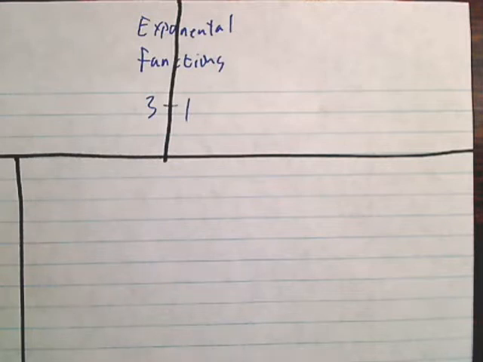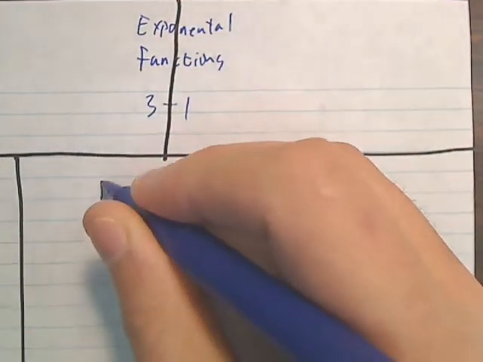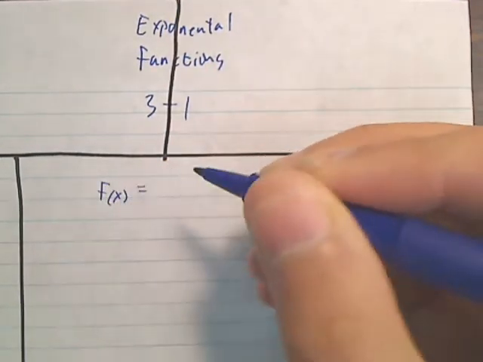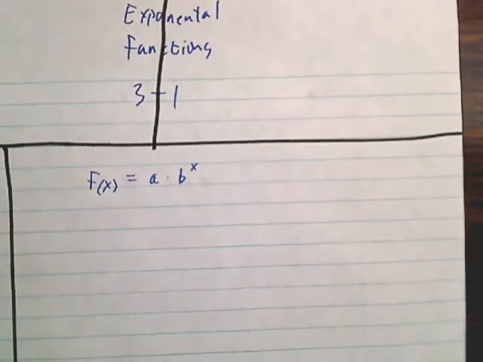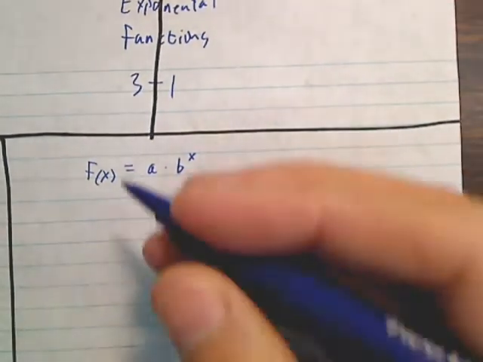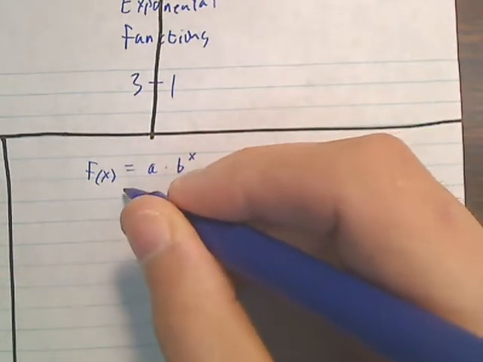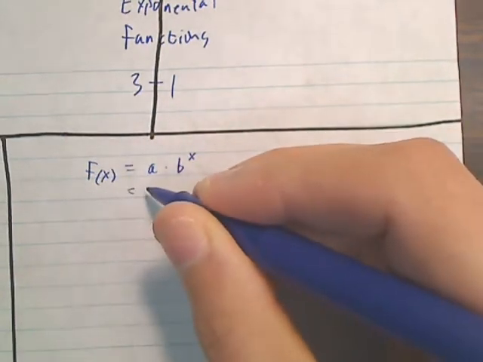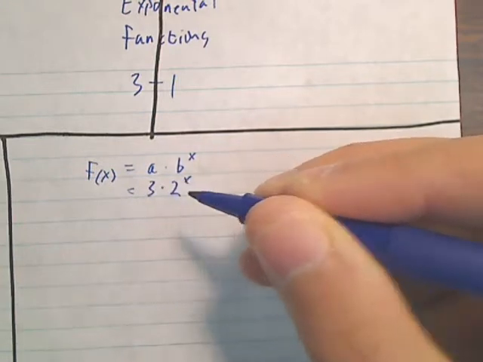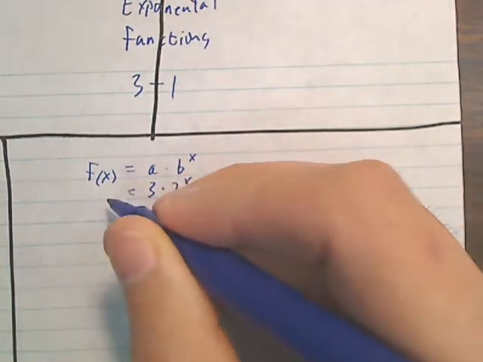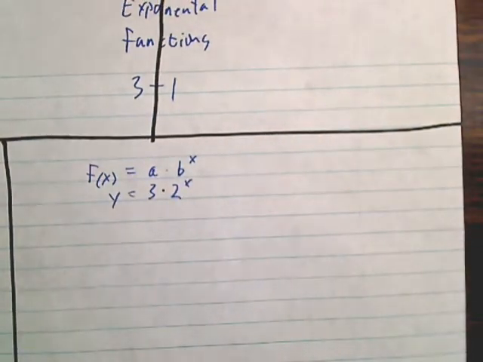So what does one of these look like? Well, it looks like this. f of x equals a times b to the x power. So a and b are both some numbers. So an exponential function could be, I don't know, 3 times 2 to the x power. I'll just put a y there for now. This is a particular exponential function.